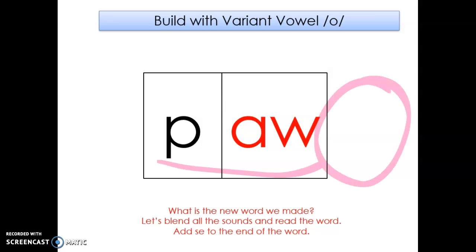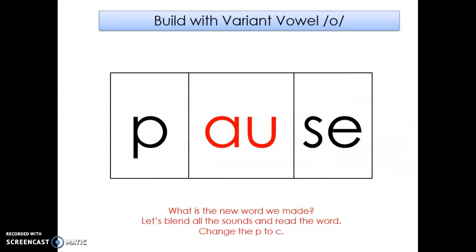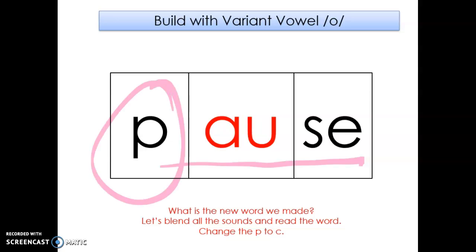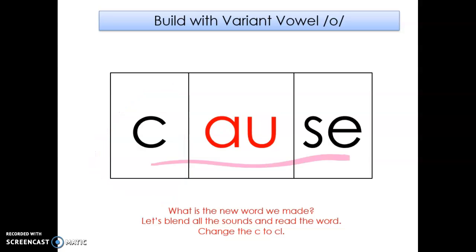Add SE at the end of the word. Think. Say, the word is pause. What's the word? Change P to C. Think. Say the word is cause. What's the word? Change C to CL.